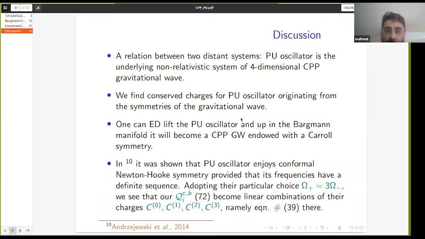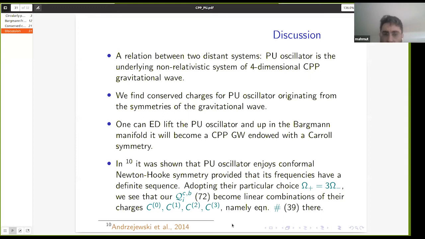And then, starting from the symmetries of the gravitational wave, I derived conserved quantities for this one-dimensional non-relativistic Pais-Uhlenbeck oscillator. It's the fourth order theory, by the way. In the literature, there were papers on the symmetries of the Pais-Uhlenbeck oscillator, but they use a very different method, starting from the Newton-Hooke algebra.